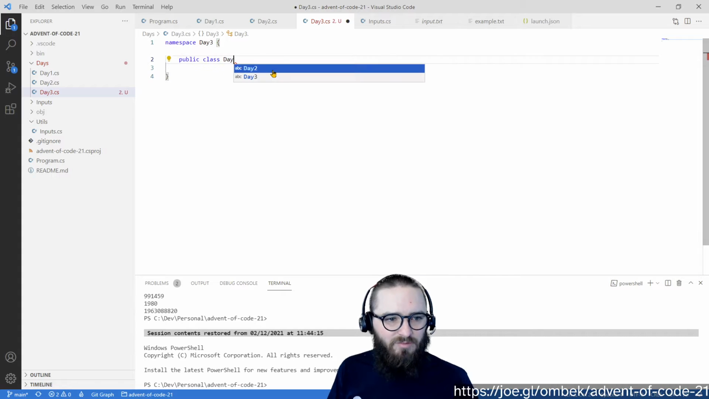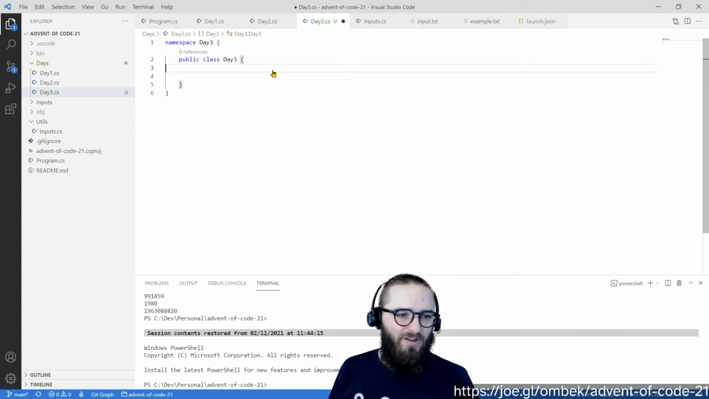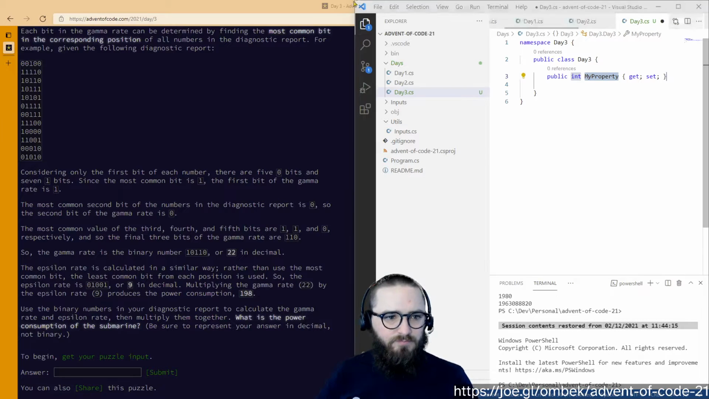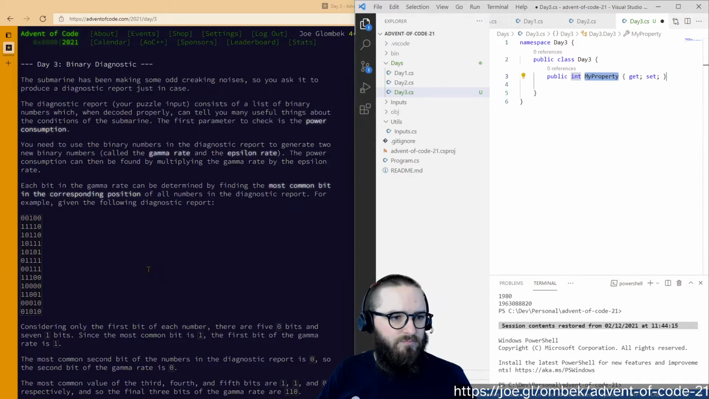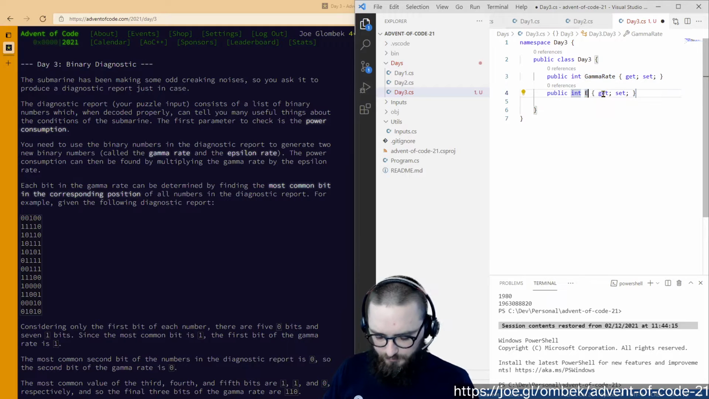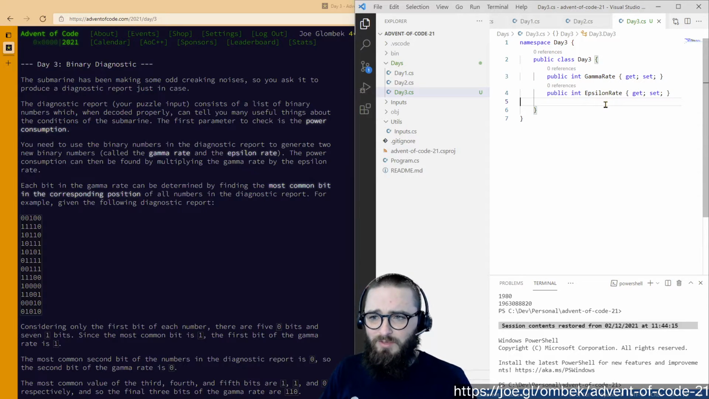A class called day3 as well, until I work out what it's going to be. And then we've got a property on here for the gamma rate, the epsilon rate. If anyone has any pointers here, by the way, please do stick them in the chat.